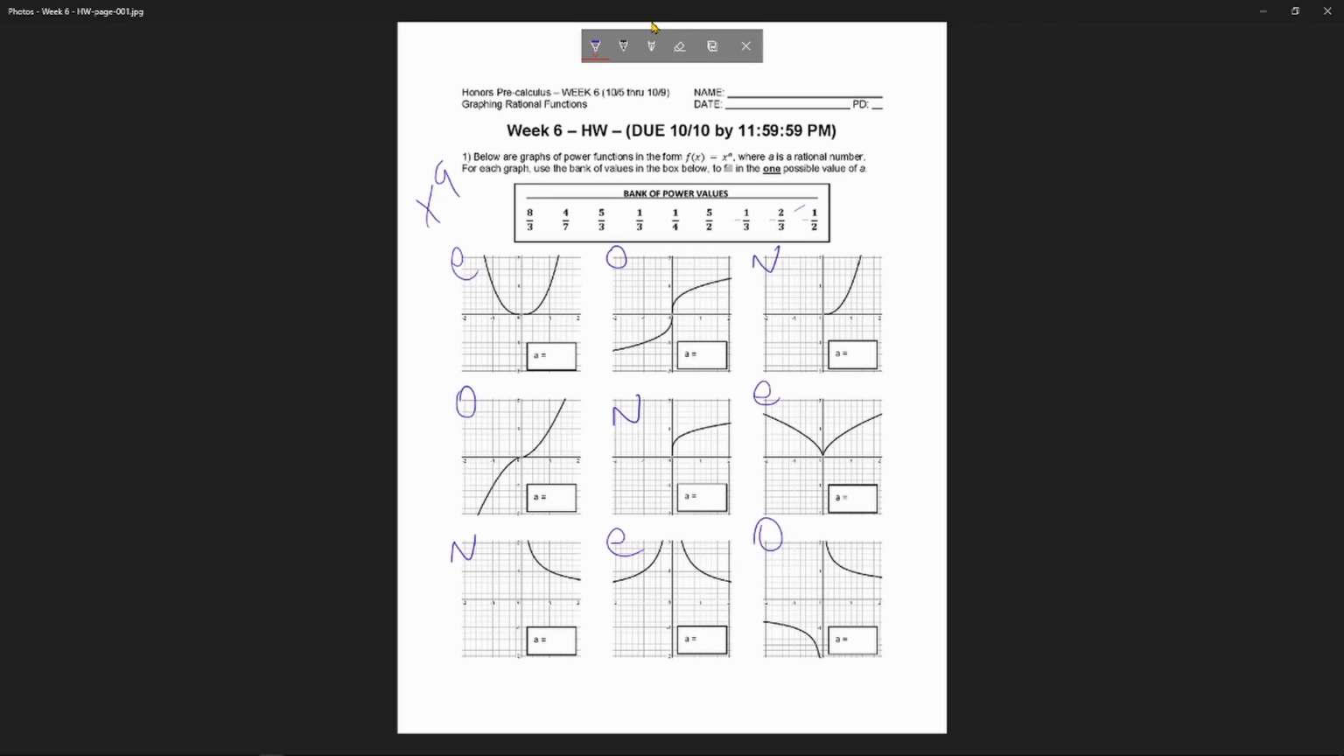So if the fraction is greater than 1, then the graph is going to be concave away from the x-axis, so it's going to look like that. So this one matches that description, so this answer here is 8/3. For 4/7, this one you can see is less than 1, so it's going to look more like this graph, where it's concave away from the x-axis. So this one here is 4/7.